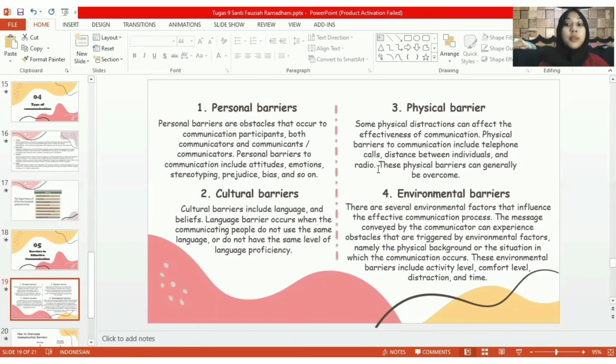The last is environmental barriers. There are several environmental factors that influence the effective communication process. The message conveyed by the communicator can experience obstacles that are triggered by environmental factors, namely the physical background or the situation in which communication occurs. These environmental barriers include activity level, comfort level, distraction, and time.